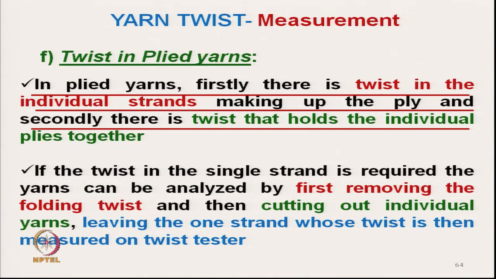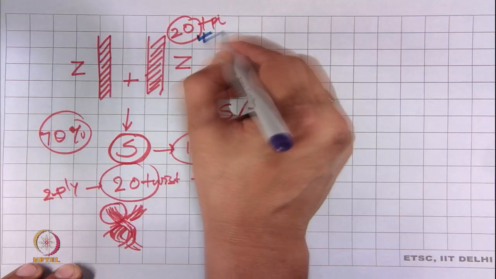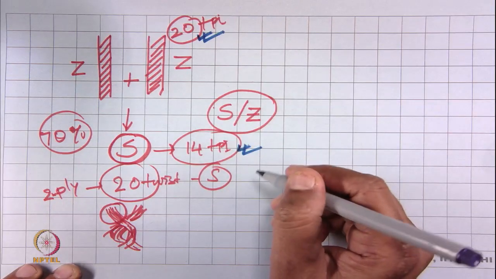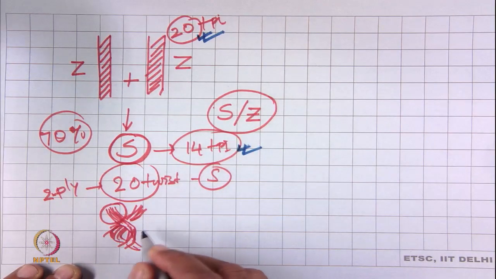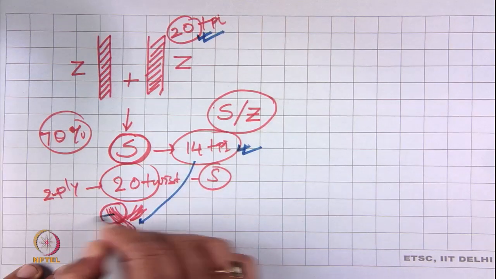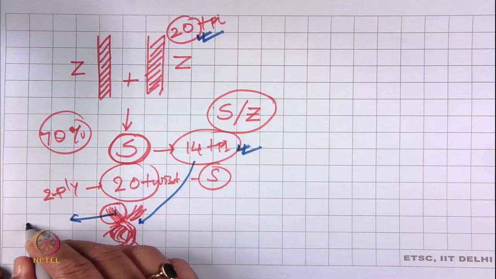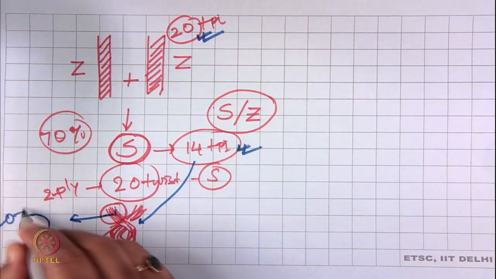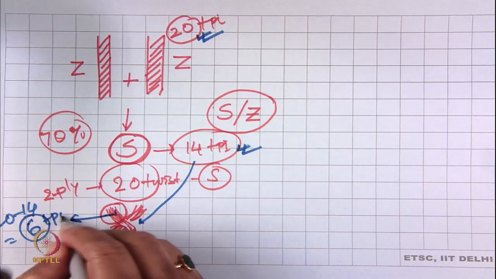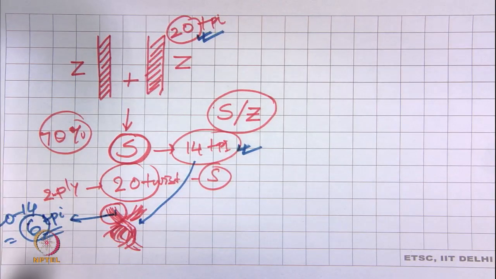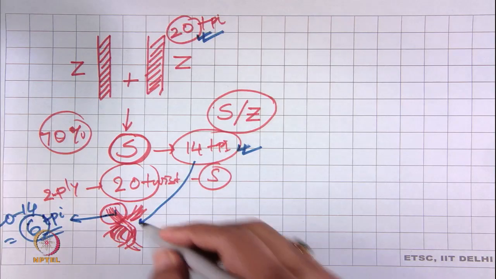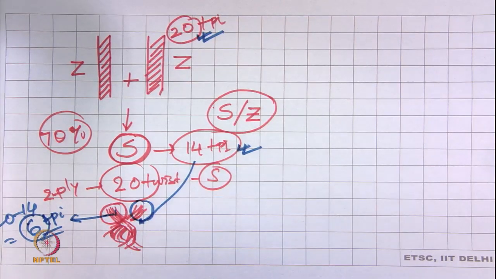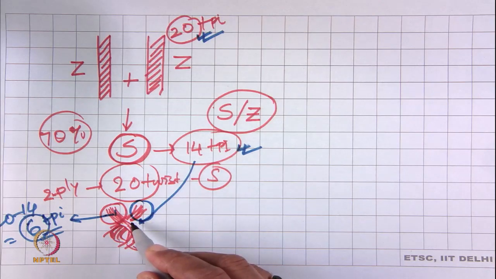Now, here in the single strand, ideally if it is 20 twist and in 2 ply we impart 14 twist, so in 2 ply it becomes 14 twist, but in the single ply the twist here is say 6 twist, 20 minus 14, 6 twist per inch. This 6 twist per inch is there, but if we want to measure the twist in the single yarn here, how do we measure? So, this 6 will not be there again.